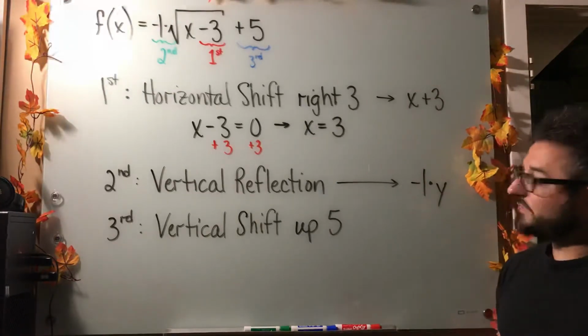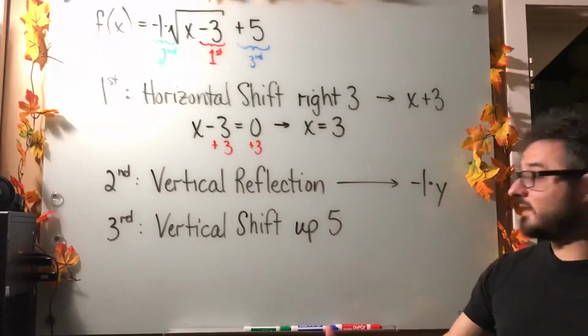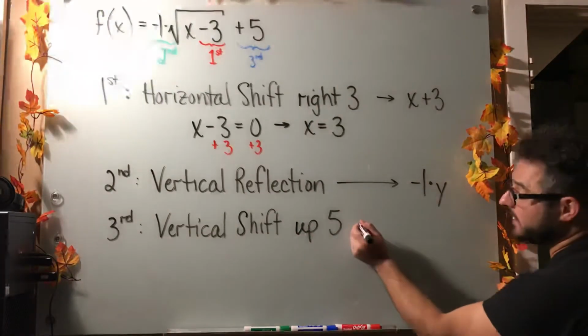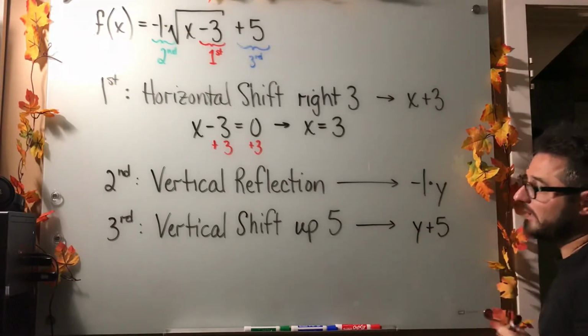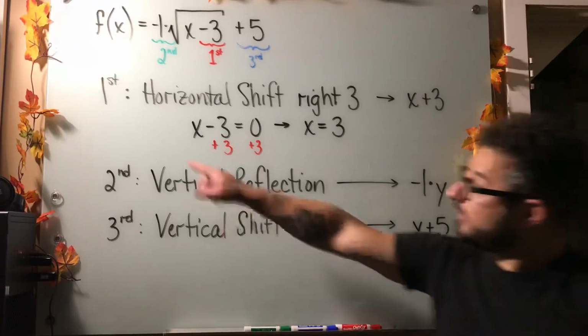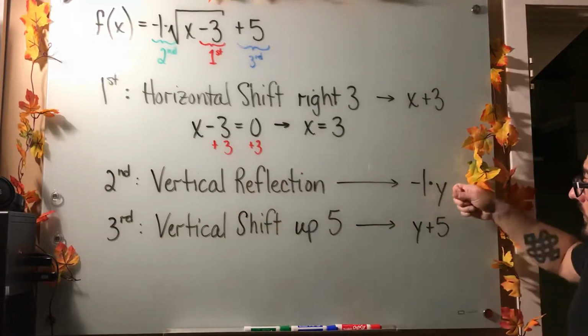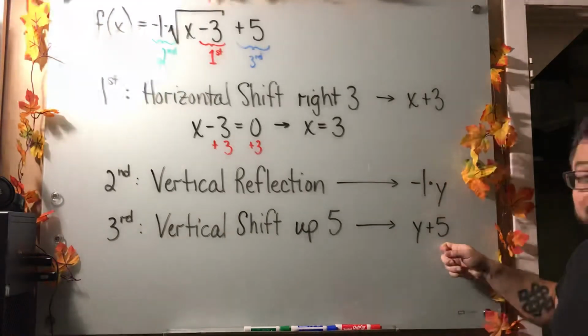A vertical shift up 5. In a vertical shift, we produce the y value and then add the 5. So let's take the y value and add 5. Now, it's important, remember these things have to happen in a certain order. So every y value has to be multiplied by -1 before we add the 5 to it.